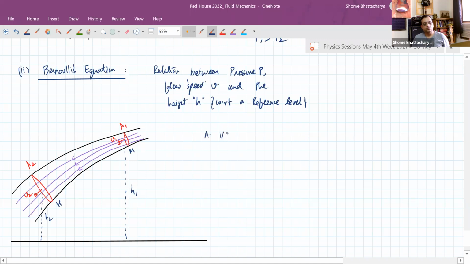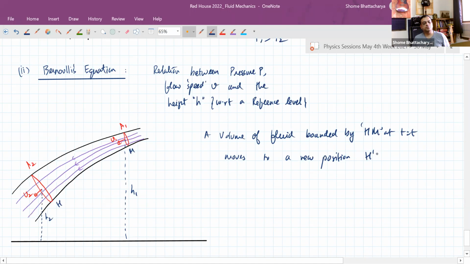So a volume of fluid bounded by HM at time t equal to t moves to a new position, let's use some different symbols, QS at t plus delta t. So in a small time delta t, this cross section has moved here, let's say. So this point is now S, and this cross section has moved here. So this point is now Q.